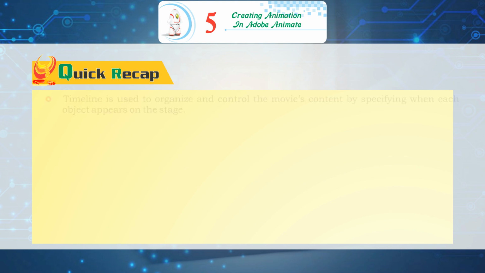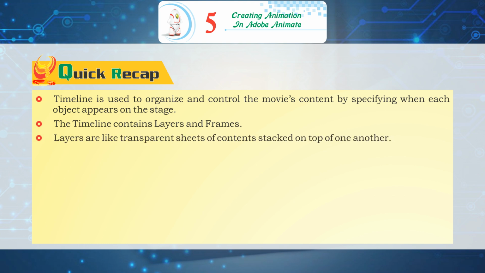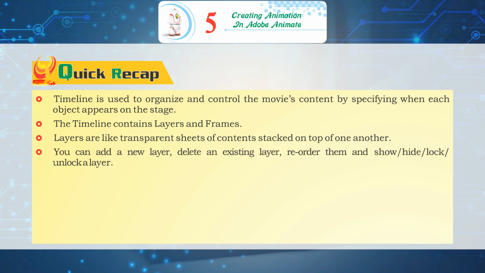Quick recap. Timeline is used to organize and control the movie's content by specifying when each object appears on the stage. The timeline contains layers and frames. Layers are like transparent sheets of content stacked on top of one another. You can add a new layer, delete an existing layer, reorder them, and show or hide or lock or unlock a layer.